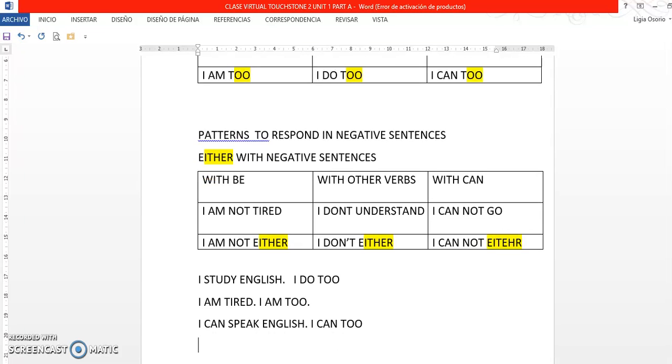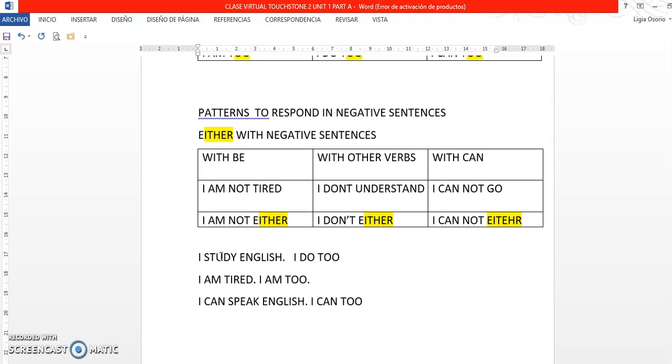Okay? Don't forget it. For affirmative sentences, you have to use too. Remember that the position of too is at the end. First subject, auxiliary verb, and too. Subject, auxiliary verb, in this case the pattern of the verb to be, and too. Too is always placed at the end of your response, okay?